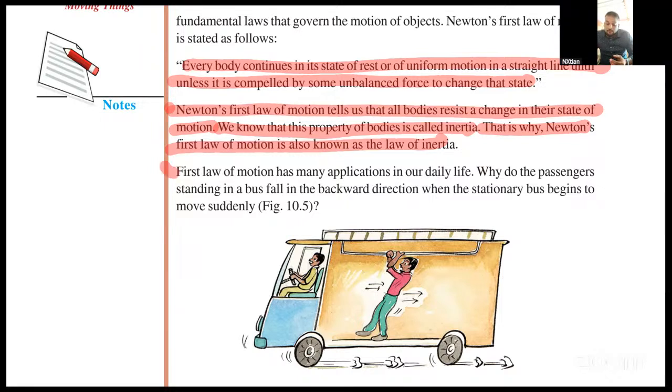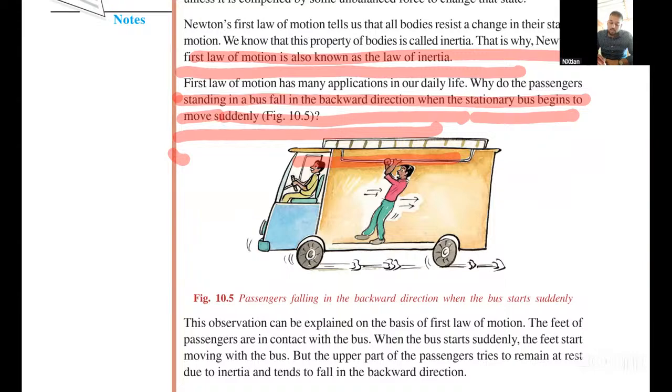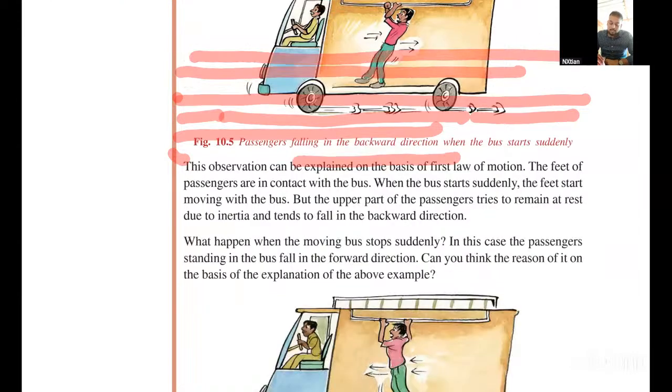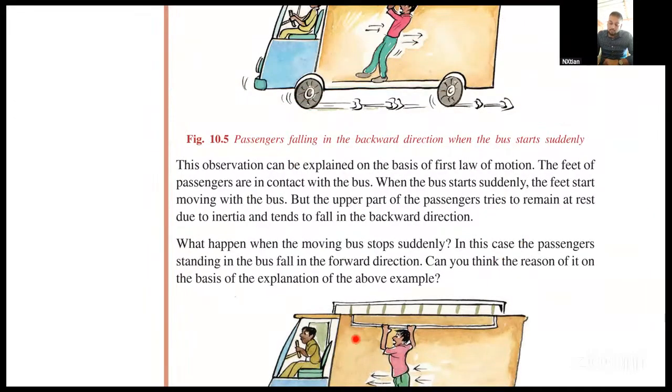Now, the first law of motion is applicable in all day-to-day life. For example, I told you if Papa drives a car, we move in a backward direction. If Papa stops a car suddenly, we move in a forward direction. So these are all first law of motion examples. Did you understand, guys? Yes or no?